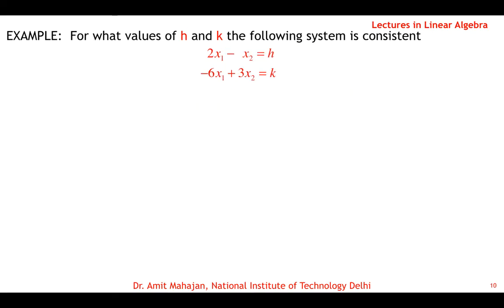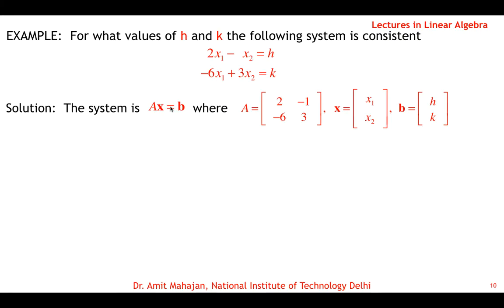So I take one final example here: for what values of h and k is the following system consistent? We are given two equations in two unknowns x1 and x2, and h and k are unknown numbers. So what numbers can h and k take so that this system is consistent? Again the method is the same: we write the augmented matrix from the system. This can be written as AX equals B, where A is the coefficient matrix, 2, minus 1, minus 6, 3. X is the matrix of unknowns x1 and x2, and the right hand side B is the column matrix h, k.